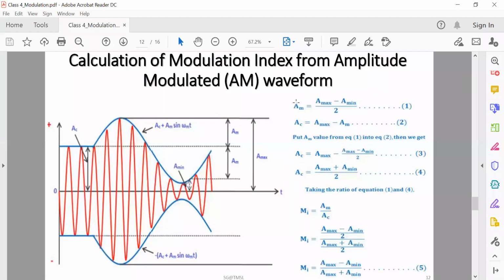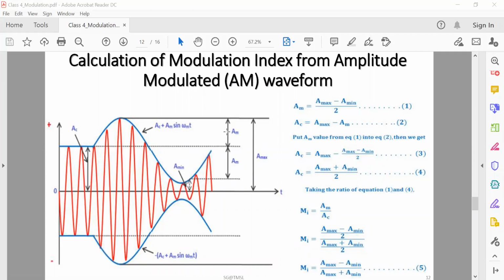If you check it through this diagram, this is the A max, the maximum amplitude. This is the carrier amplitude. So this is my actual modulated wave, with the equation A_c plus A_m sine omega_m t. This is the only modulated wave.